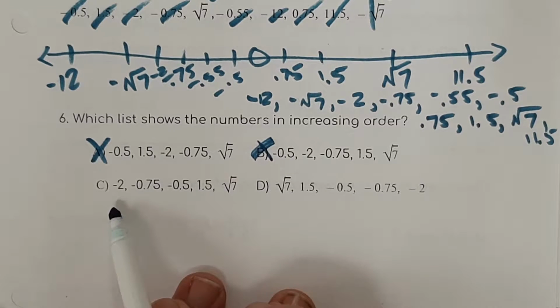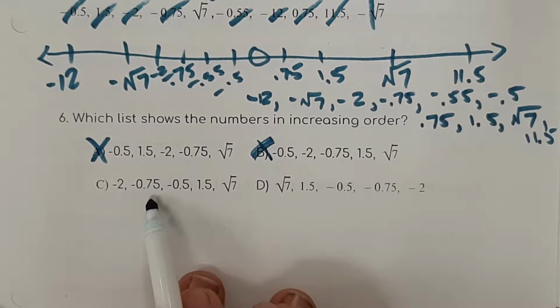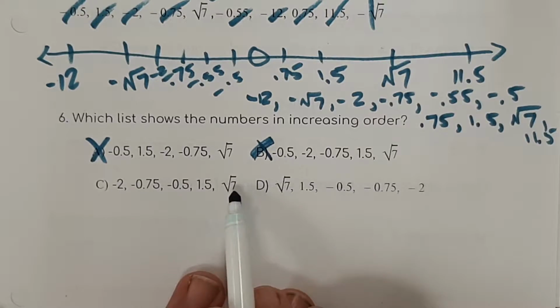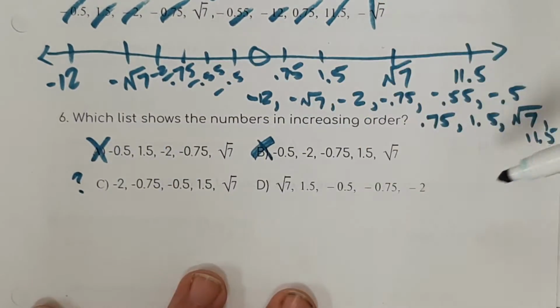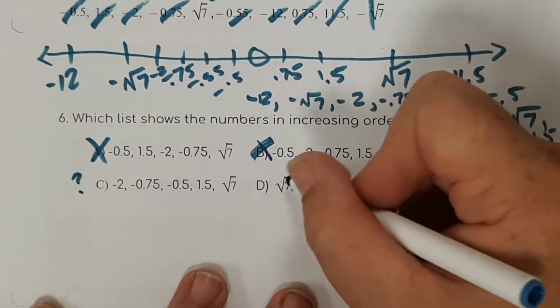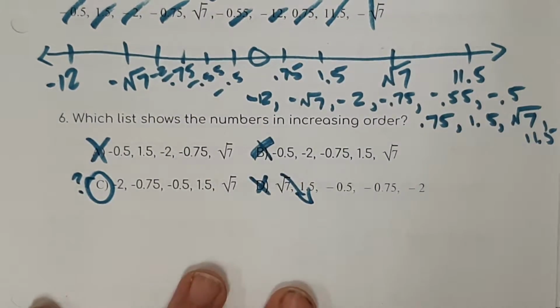Let's take a look here. Negative 2, then negative 0.75. Okay, that's getting closer to 0. 0.5 is closer to 0. 1.5, and we know that the square root of 7 is 2.60. So this looks pretty good, but I'll put a little question mark because I want to check this last one. So this is 2.64 to 1.5. That's going down. So it's not this one. So I'll definitely choose C.